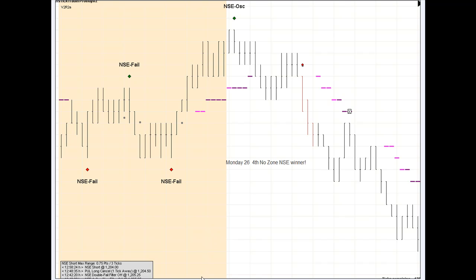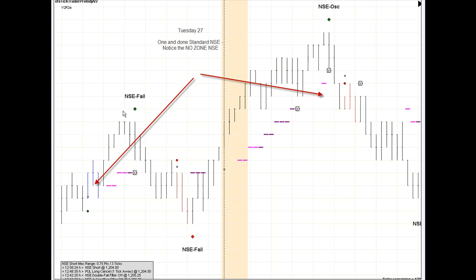So Monday, great day. Tuesday, we had a standard NSE. Well, what is a standard NSE? A standard NSE is just a basic normal system entry. It's not coming out of no zone, so it's not as high probability as the no zone NSE, but still a great NSE. So it's still a nice one and done trade right here, but I do want to note the NSE coming out of no zone. Here's no zone for 3 or 4 bars. Another NSE winner right there. And of course, we wouldn't take this.